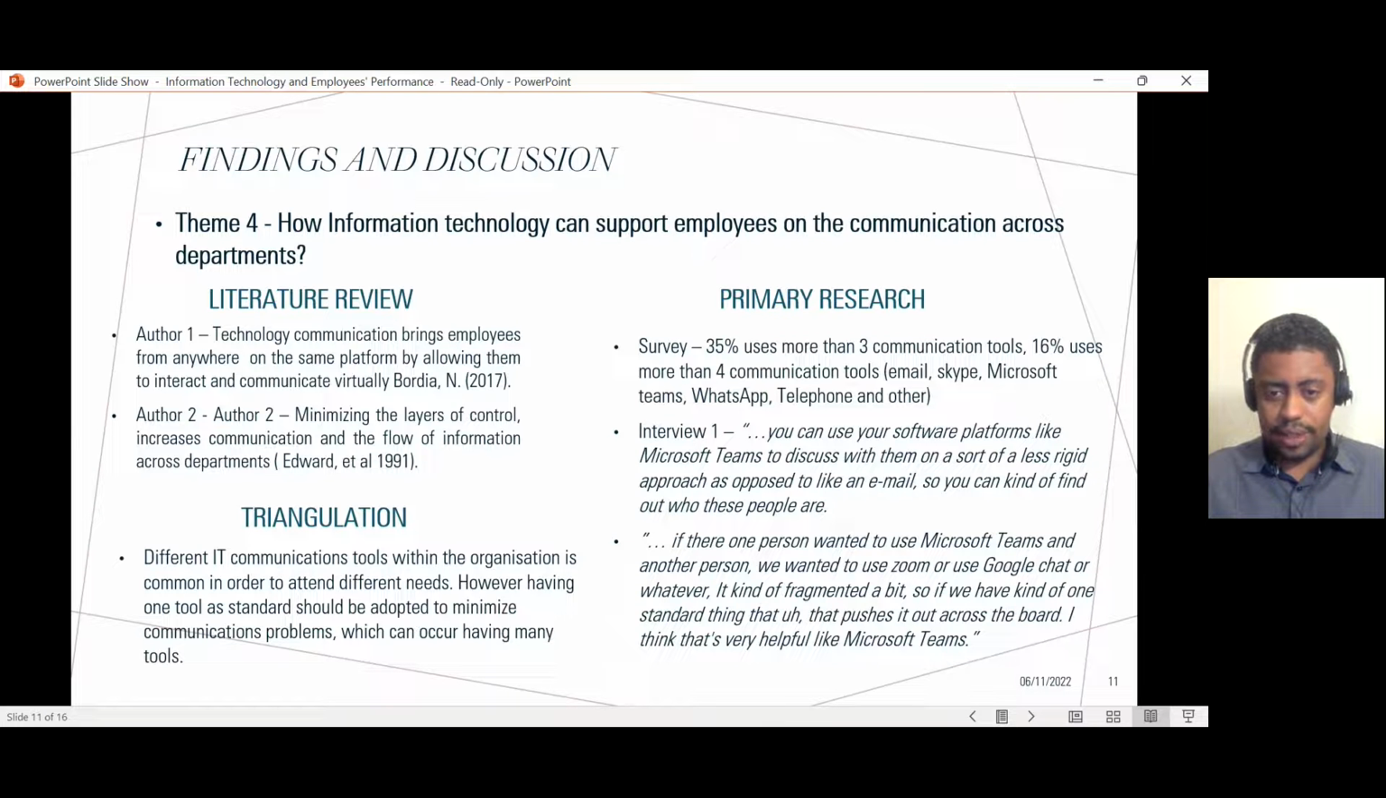So it is important for the company to establish standard communication tools, because, as my interviewee said, you can use your software platforms like Microsoft Teams and sort of a regional approach as opposed to email. So it is important to establish, because if the company doesn't do that, it's going to fragment it, and that can affect the communication between the departments.